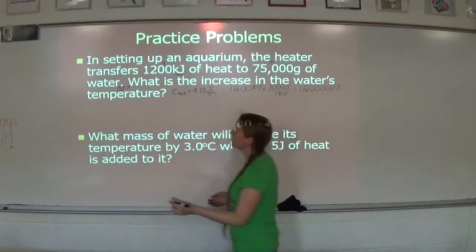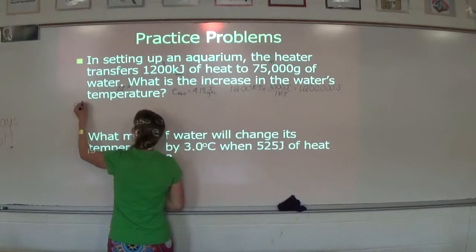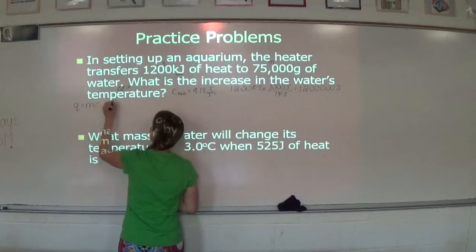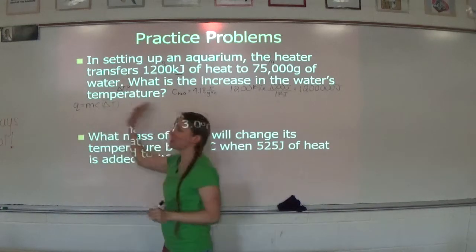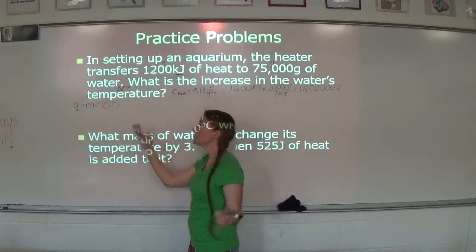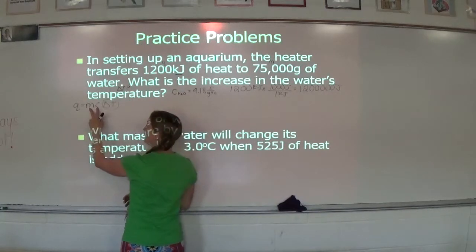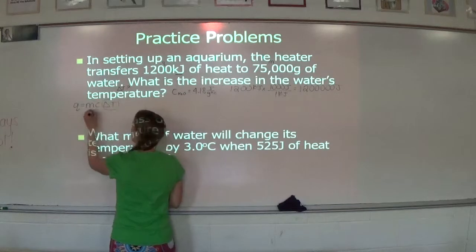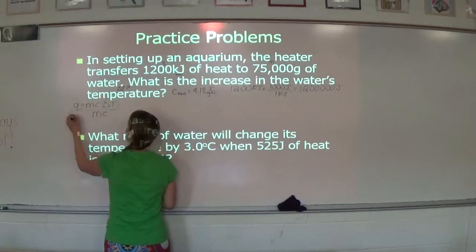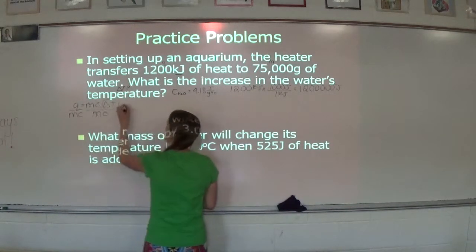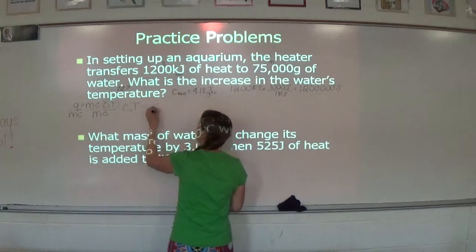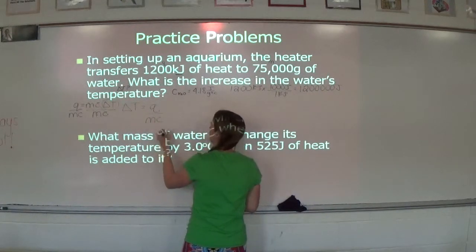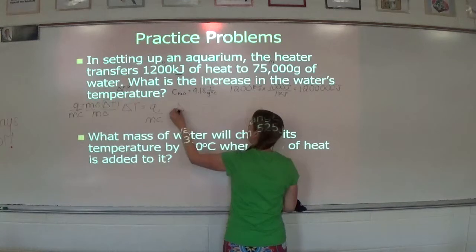So let's look at how to rearrange this formula. We have Q equals MC delta T. We need to solve for delta T. So I need to move M and C to the other side. So I do the opposite mathematically. Right now everything's multiplied. So what's the opposite of multiplying? Dividing. So I divide both sides by M and C. And so then I get delta T equals Q divided by M and C. And so then I just plug in.